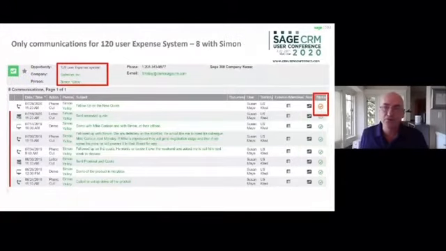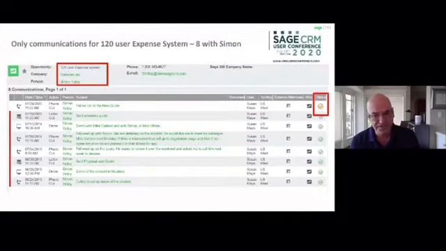So now I'm looking at this from the opportunity perspective. 120 user expense system. The company is Gatecom, and I'm looking at communications with Simon. So again, very specific, slice and dice, very organized, much easier than trying to dig through piles of emails in your Outlook or your Google, your Gmail.